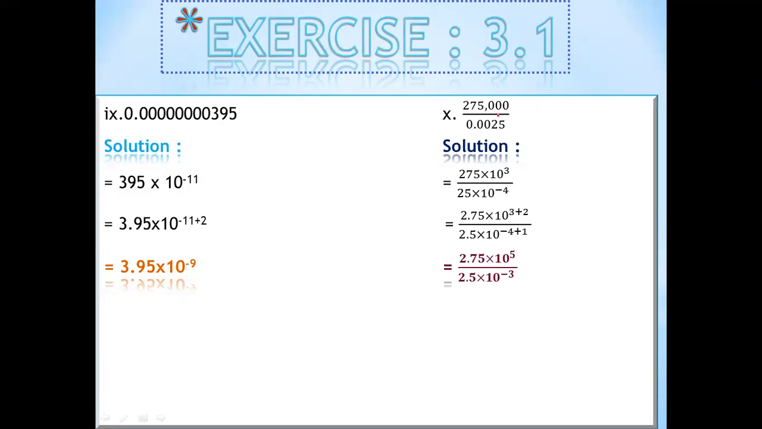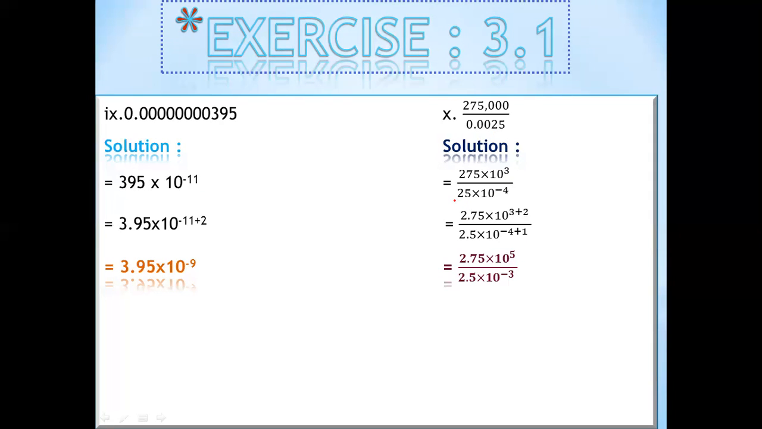This question is also the same, but only in the fraction. This is given, we solve the numerator separately and the denominator separately. In the numerator there are 3 zeros. 275 multiplied by 10 raised to the power 3. After the 2 we put the decimal. 3 plus 2 is 5. 2.75 multiply 10 raised to the power 5.